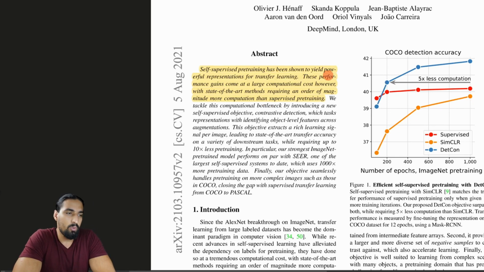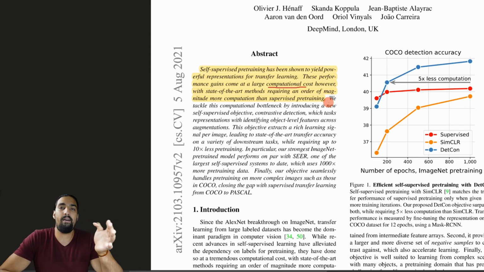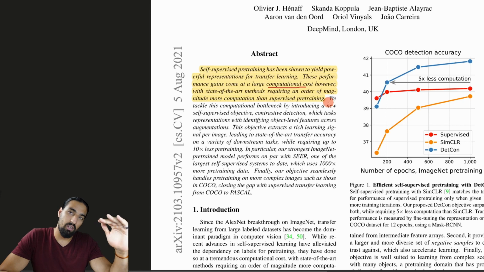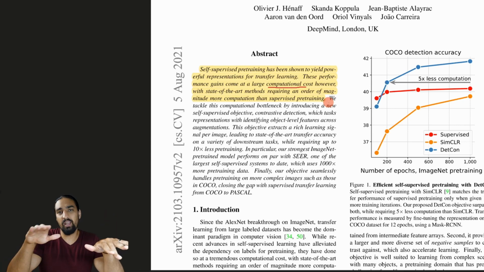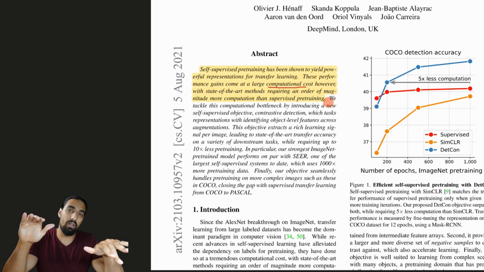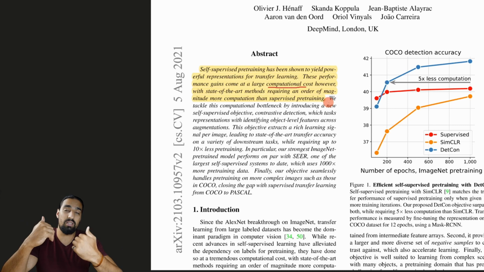Self-supervised pre-training has been shown to yield powerful representations for transfer learning. These performance gains come at a large computational cost, however, with state-of-the-art methods requiring an order of magnitude more computation than supervised pre-training. So the trade-off here is fairly clear. On one hand, you don't need expensive labeling annotation teams, so you can save on the cost there. But on the other hand, you have to invest in more computation, so your infrastructure, your compute will rise with some of the older methods.